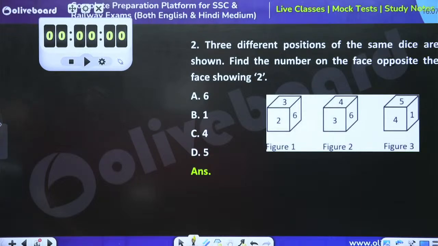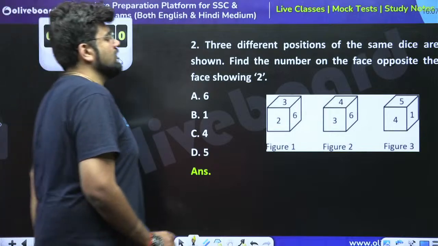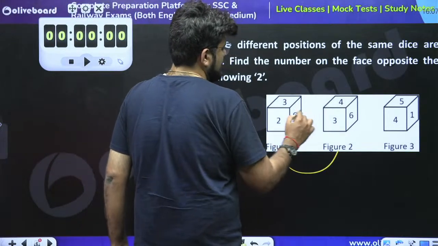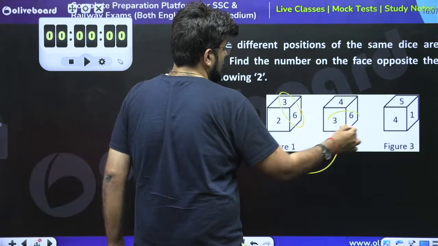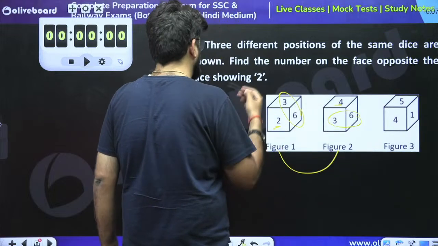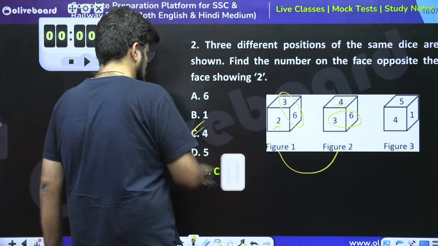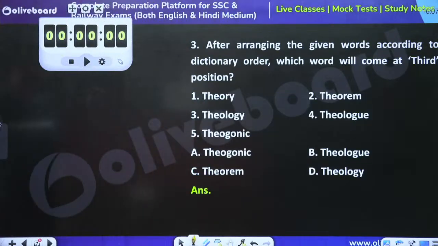So what is the logic involved here? We are just simply looking at the first figure and second figure. We see that 3, 6 and 3, 6 are common. So whatever is left is opposite. So opposite 2 we have 4. Option C is the right answer. Next.